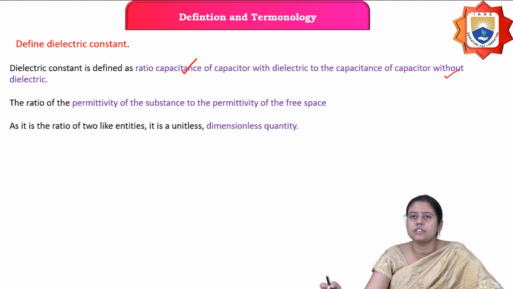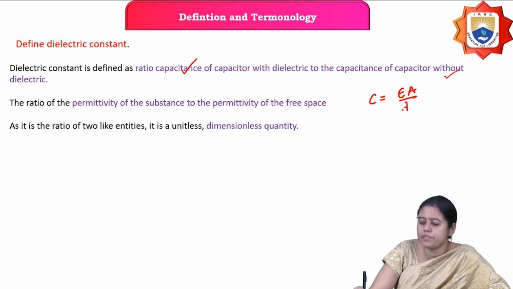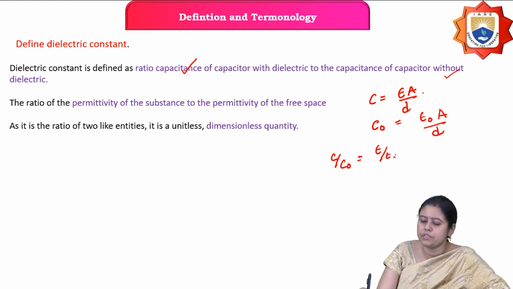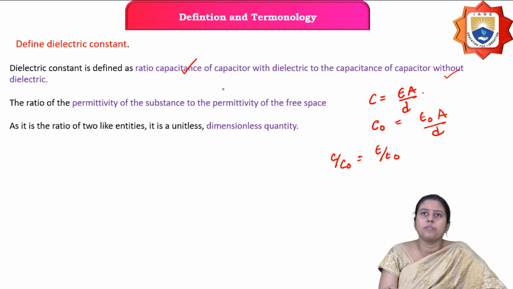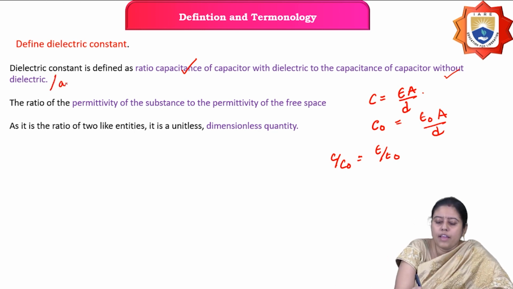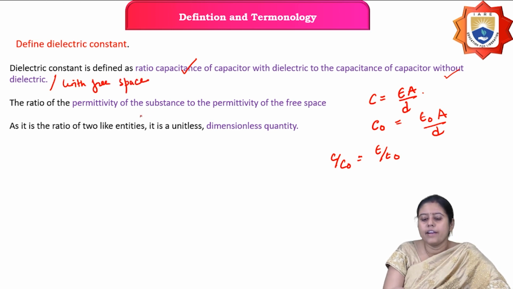So what is the dielectric constant? We know the capacitance C is equal to epsilon A by d, and for the same capacitor without dielectric we can write C naught equals epsilon naught A by d. So the dielectric constant is the ratio C by C naught, which gives epsilon by epsilon naught. The dielectric constant is the ratio of the capacitance of the capacitor with dielectric to the capacitance without dielectric, or with air or free space, that is, the ratio of the permittivity of the substance to the permittivity of free space.